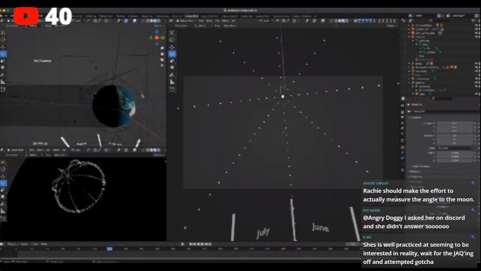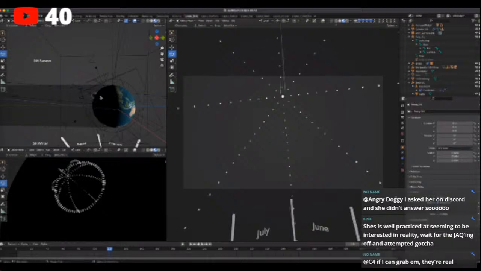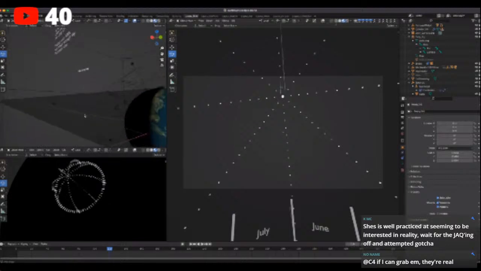Overhead. I don't really see, from how you've positioned it on the screen, how it's near enough directly overhead if it's only like 5 degrees above the equator. Can you show me above the equator?